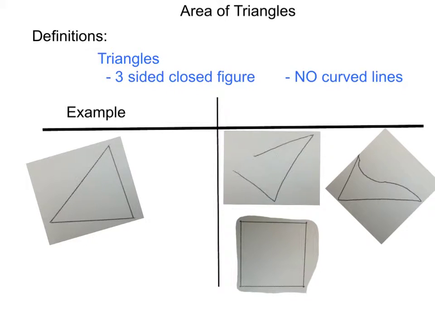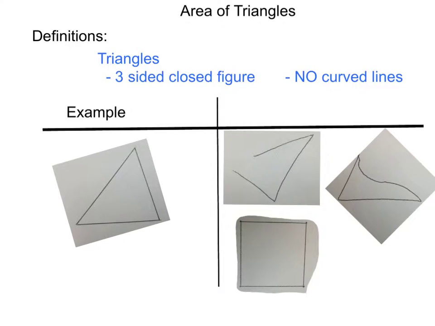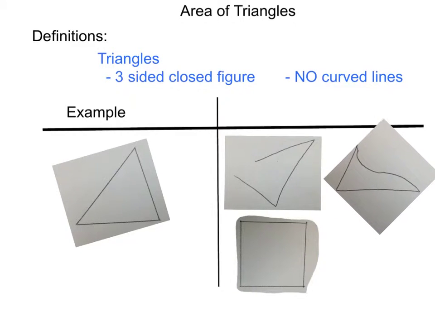Our first example here is clearly a triangle. It has three sides, it's closed, and it has no curved lines. In our first non-example here, we have three sides, however, it's not a closed figure. Our second non-example is shown here. It has two straight lines, but it has a curved line. Even though it's closed, we have a curved line there.